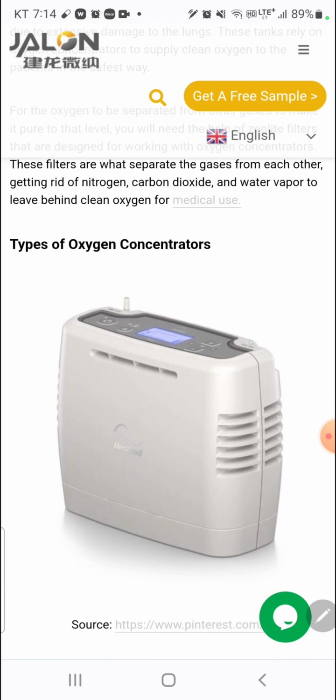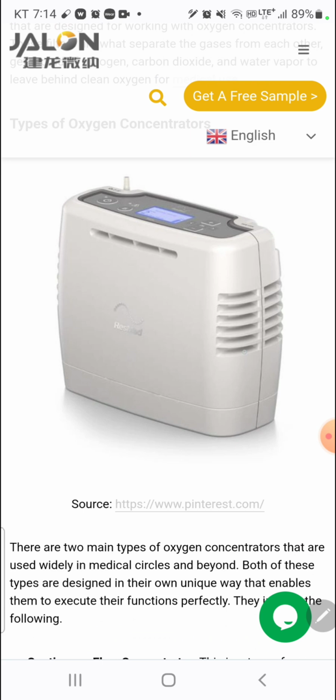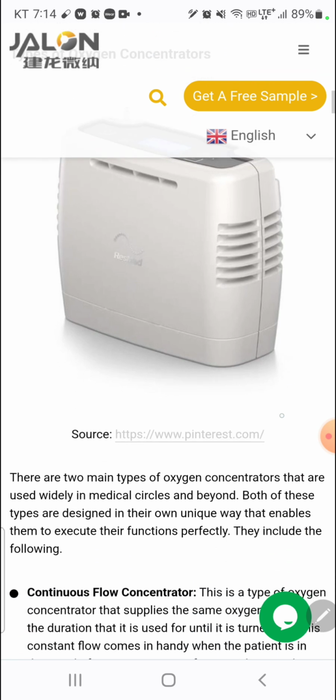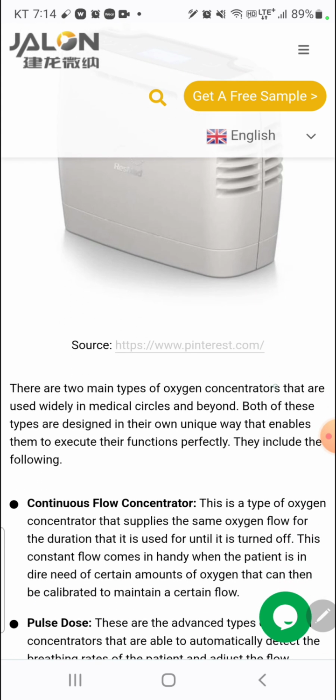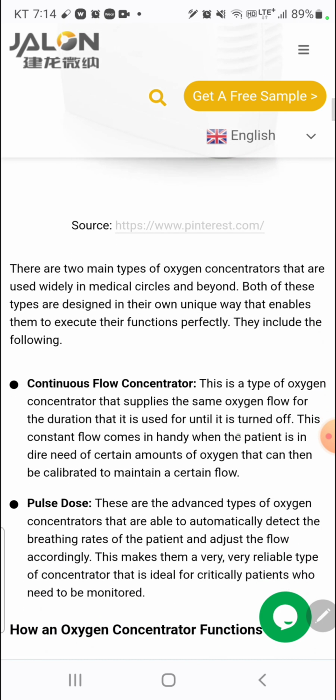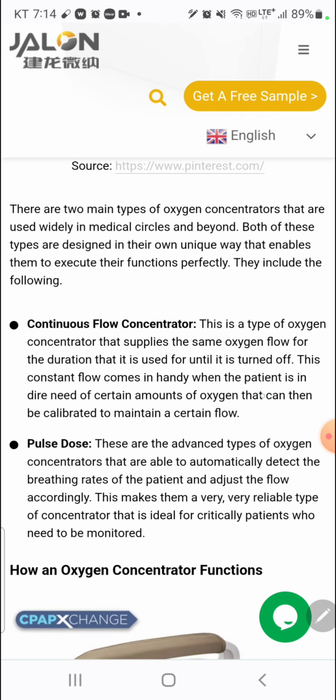Types of oxygen concentrators. There are two main types of oxygen concentrators that are used widely in medical circles and beyond. Both of these types are designed in their own unique way that enables them to execute their functions perfectly. They include the following: continuous flow concentrator and pulse dose. Continuous flow concentrator. This is a type of oxygen concentrator that supplies the same oxygen flow for the duration that it is used for until it is turned off.